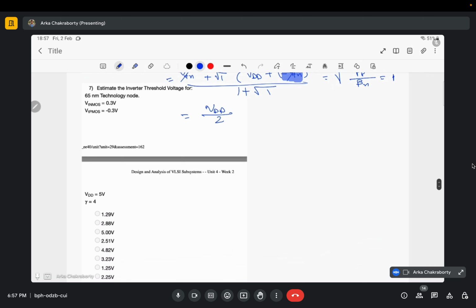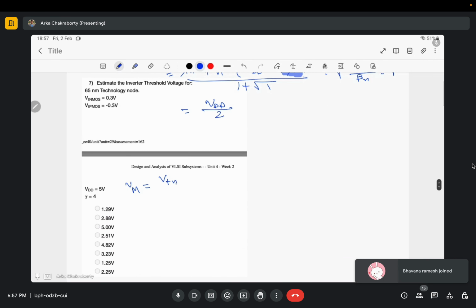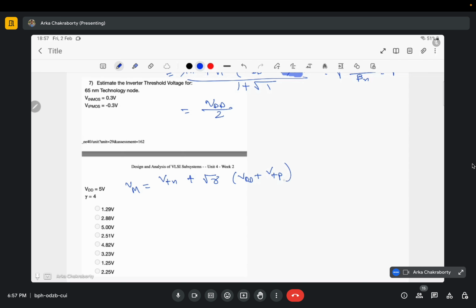So they have asked me to calculate the inverter threshold voltage, the trip point Vm. I will be again using this formula, question number 7: Vtn plus root under gamma Vdd plus Vtp, divided by 1 plus root under gamma. I think sir will be giving you these gamma values, but you can use the gamma value that I have provided to calculate the same if it is not provided.